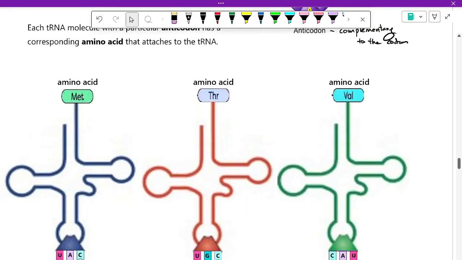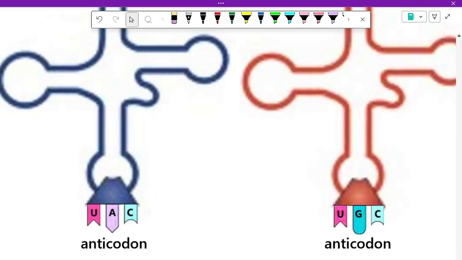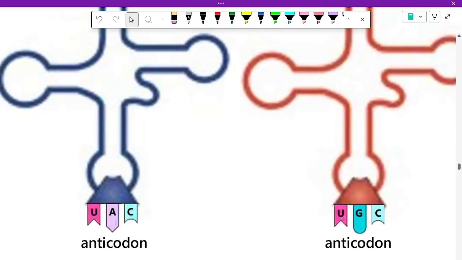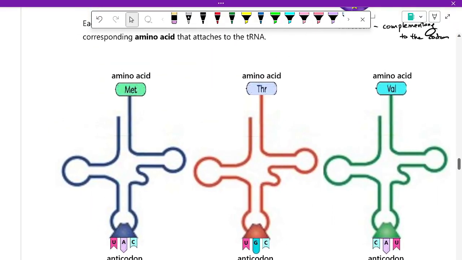So if we have the anticodon UAC, then that will grab a methionine. If you have the anticodon UGC, that will grab a threonine. If you have an anticodon CAU, that will grab a valine. Okay, so you don't need to know those details. You just need to know that for every specific anticodon, there is a matching specific amino acid that it will grab.